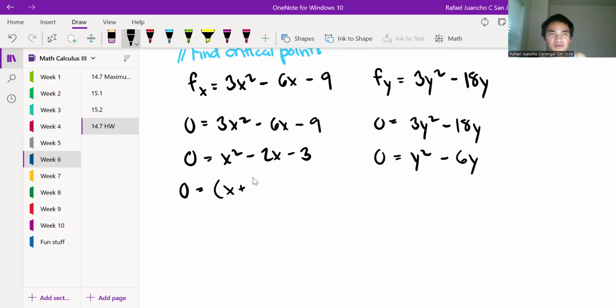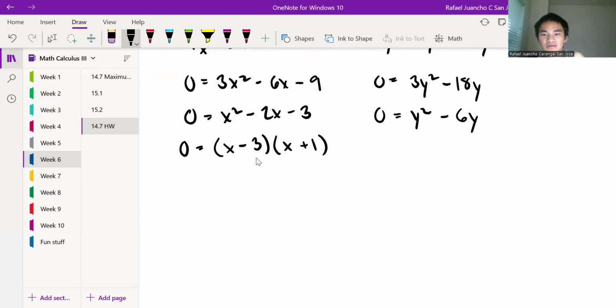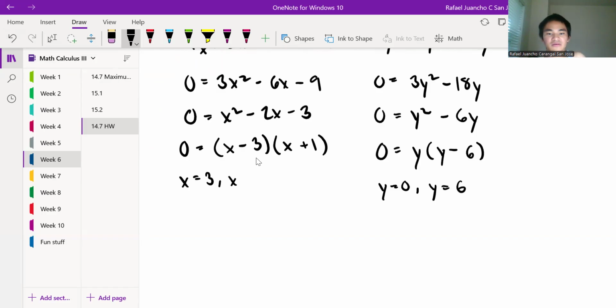x plus, minus. Oh no, this plus 3, no, minus 3, plus 1. Because if I add negative 3 plus 1, negative 2, if I multiply. Okay, cool. Here, I could factor out my y. Here I get y is 0, y is 6. Here I get x is 3, x is negative 1.